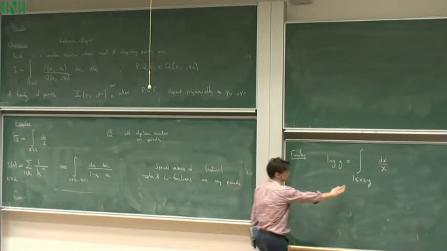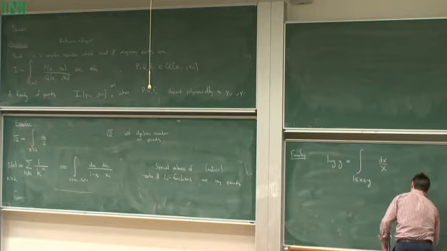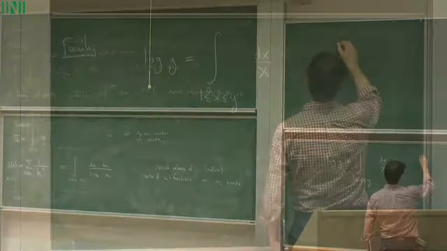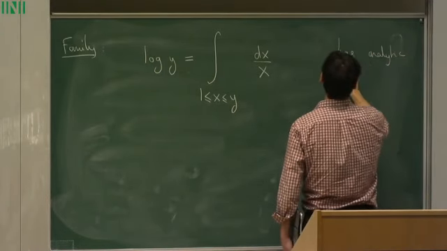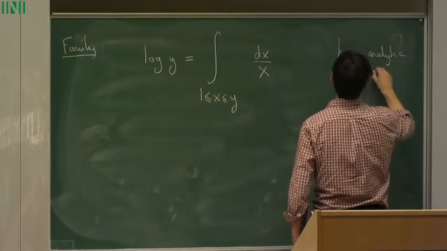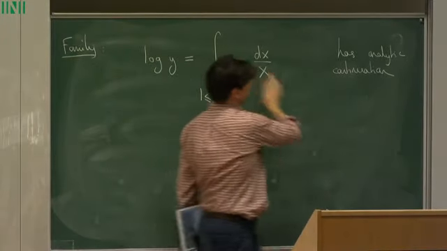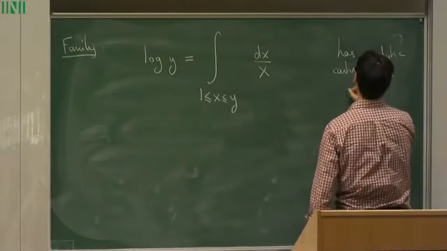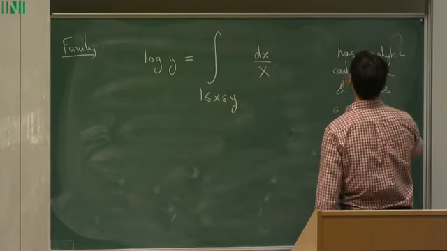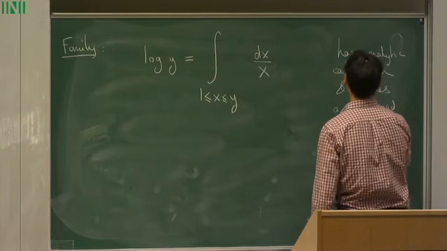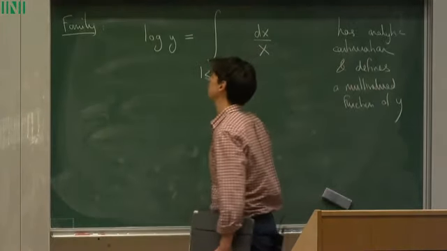But then we can say, well, let's allow y to move around, and think of it as a function. What we see is that this has an analytic continuation. So a priori, this only makes sense if y is real, but you can analytically continue this into the complex plane, and it defines a multi-valued function. Some people call this a period function or something, and I don't like that very much.